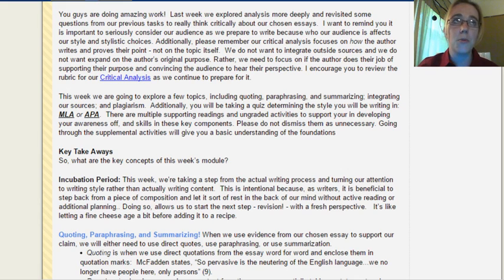And as we move forward, remember that we want to focus our goal and our intent on how the author is communicating, not strictly on what the author is communicating about.